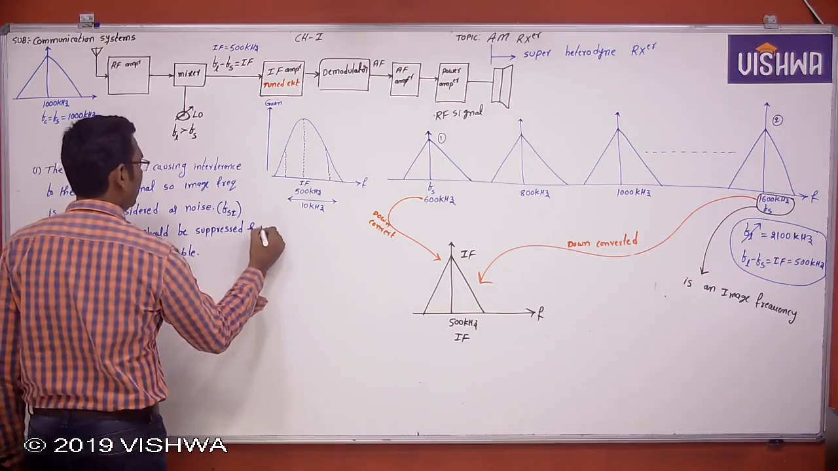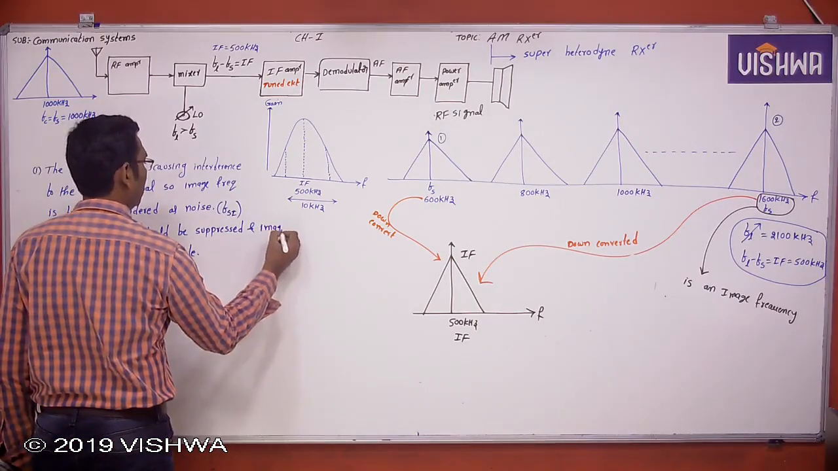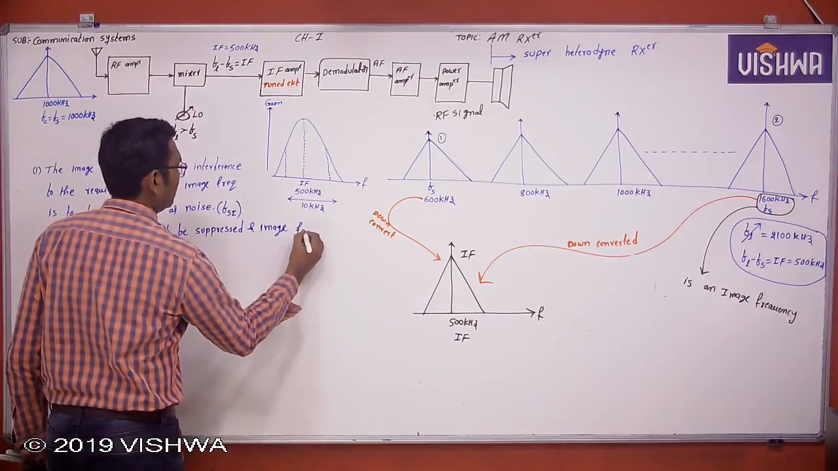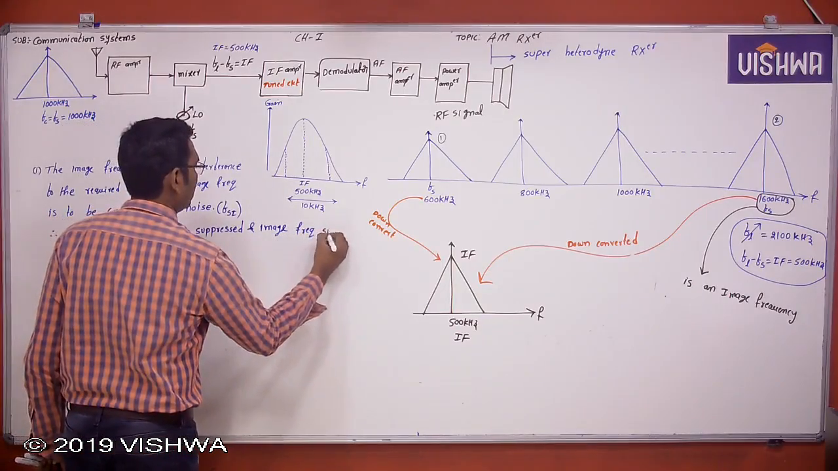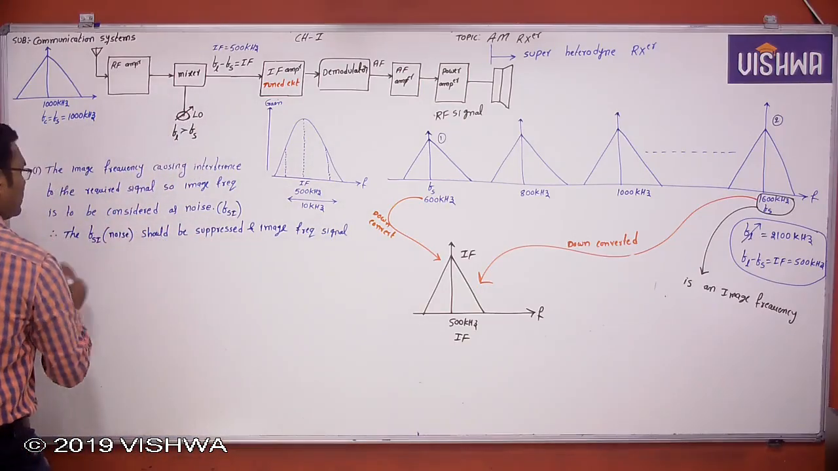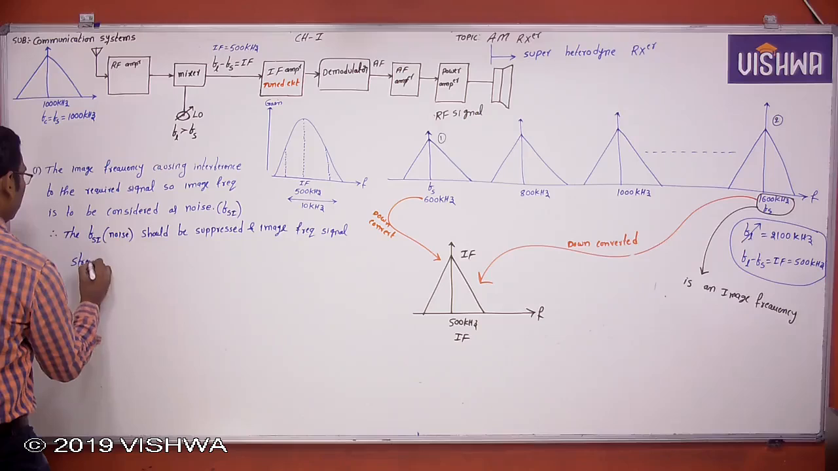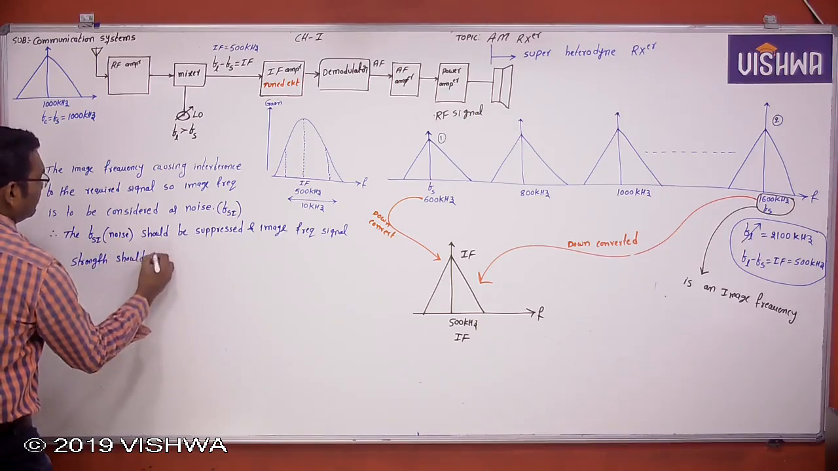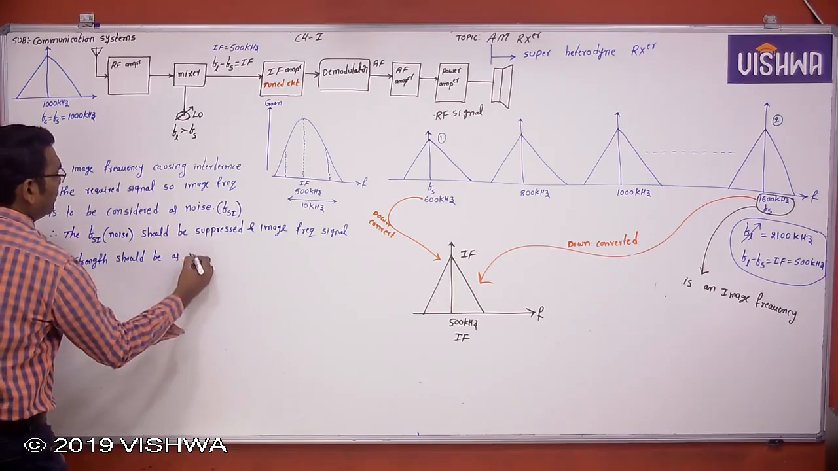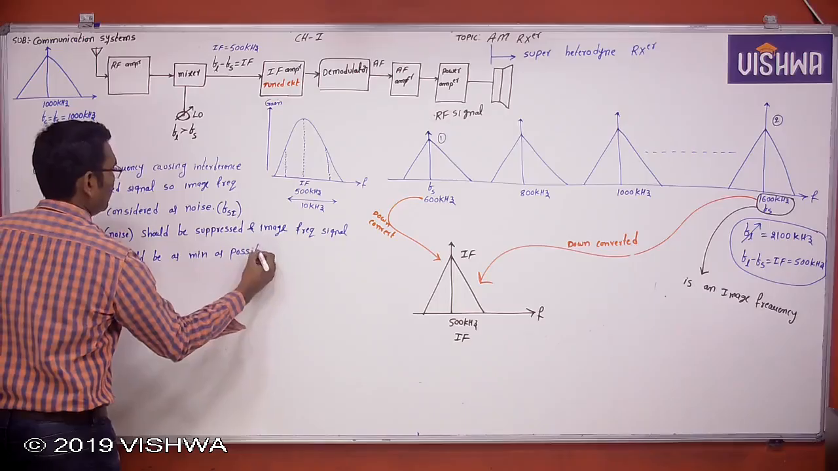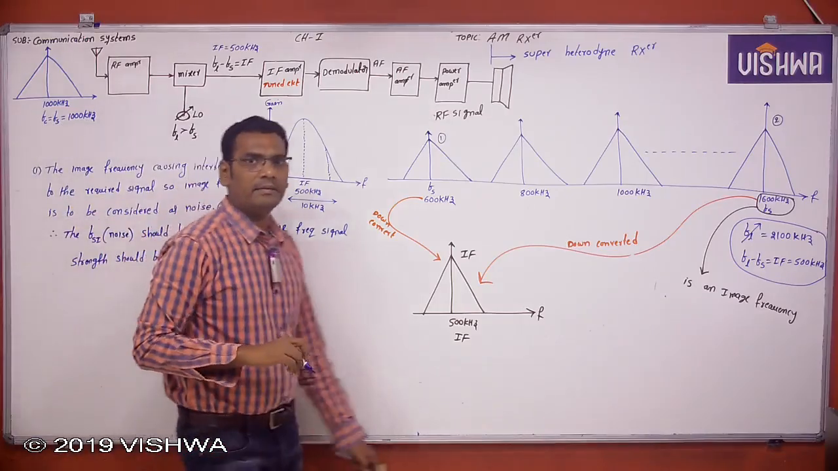And image frequency signal strength should be as minimum as possible. Clear or not? Once again I explain here.